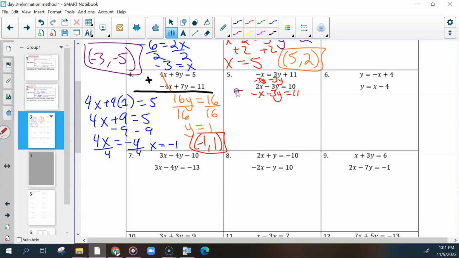Does that make sense? Okay. Do you see where this equals is? Yeah. You see where this equals is? They're not in the same spot. Oh, so we have to switch it around.